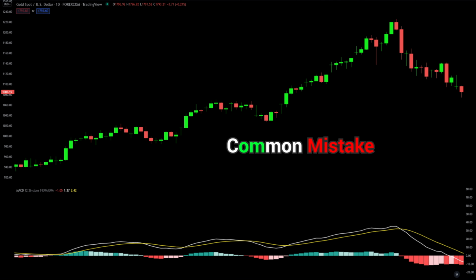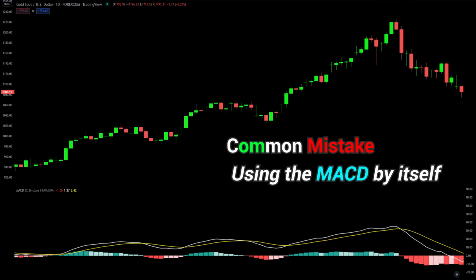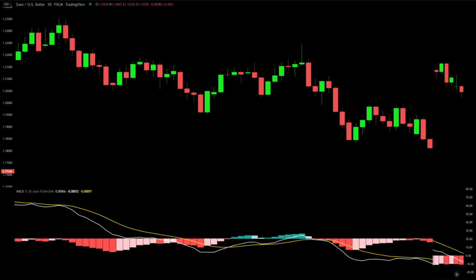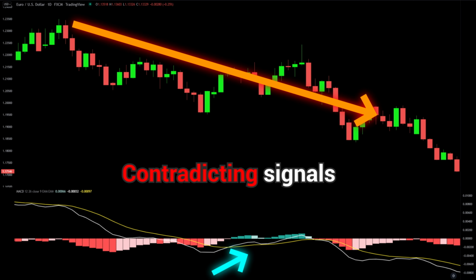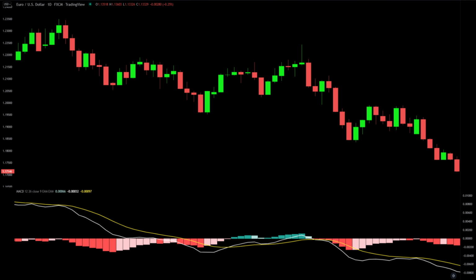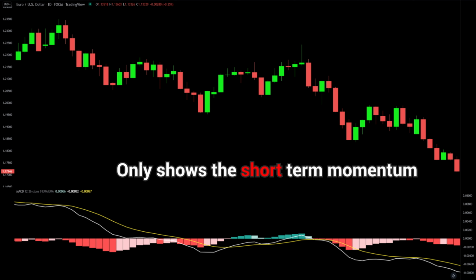So first, a common mistake that traders make is that they use the indicator by itself. Let me show you why it's a bad idea to use the MACD alone. So here we can see that the overall market is in a downtrend. However, the MACD is crossing over upwards. So notice how the signals are contradicting. The MACD is indicating a bullish momentum, but the market is in a downtrend. This is exactly why you shouldn't use the MACD by itself. Because what the MACD is showing us is only the short-term momentum.